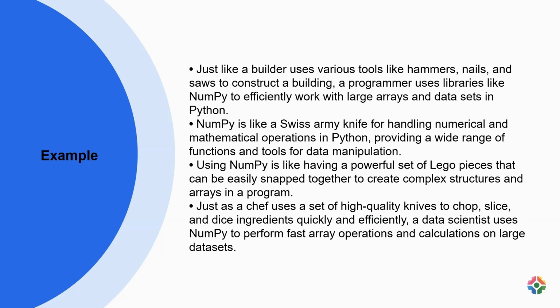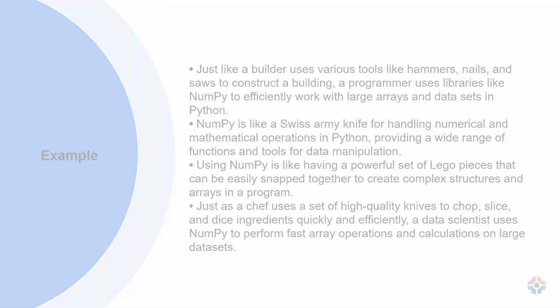Numpy is like a Swiss Army knife for handling numerical and mathematical operations in Python, providing a wide range of functions and tools for data manipulation. Using Numpy is like having a powerful set of Lego pieces that can be easily snapped together to create complex structures and arrays in a program. Just as a chef uses a set of high-quality knives to chop, slice, and dice ingredients quickly and efficiently, a data scientist uses Numpy to perform fast array operations and calculations on large datasets.